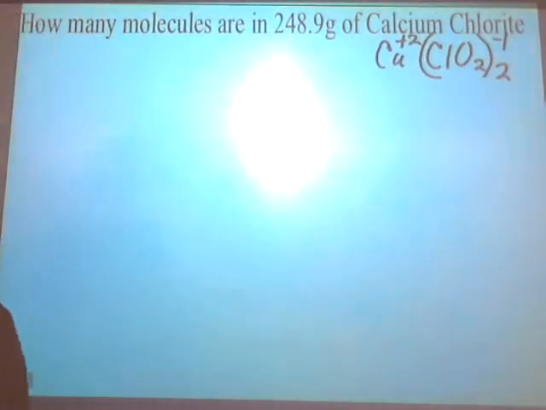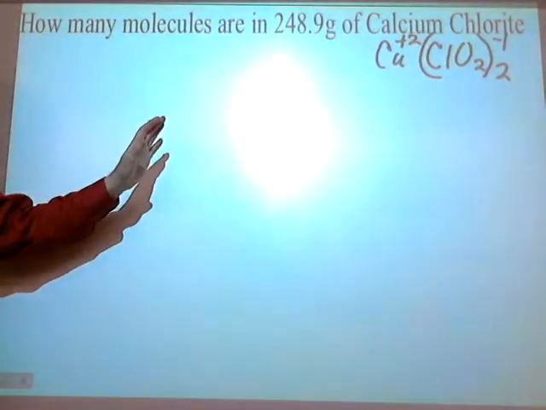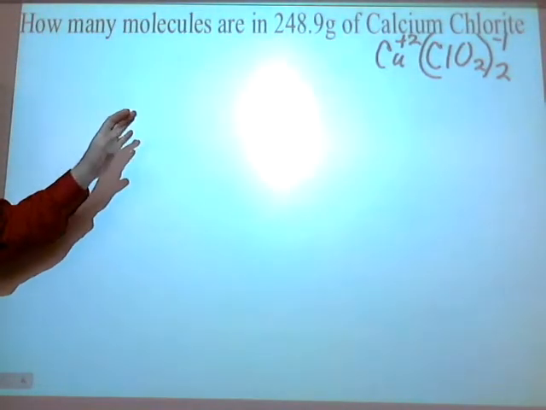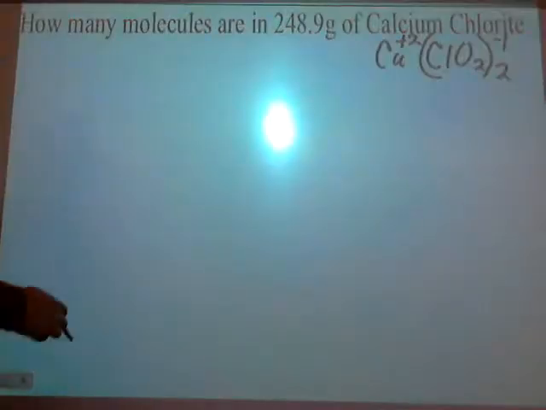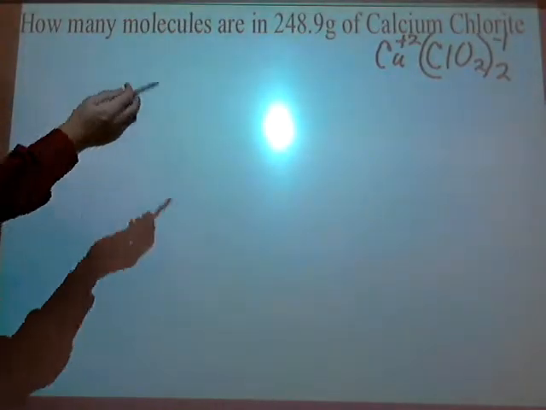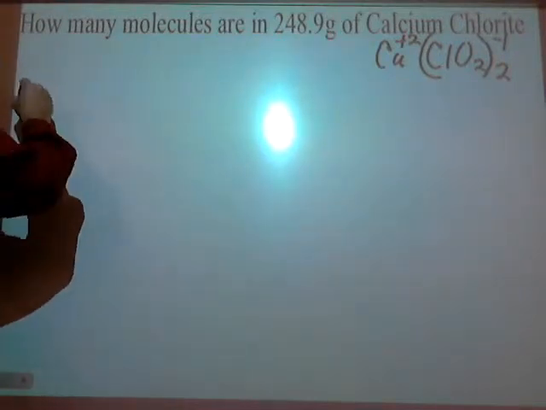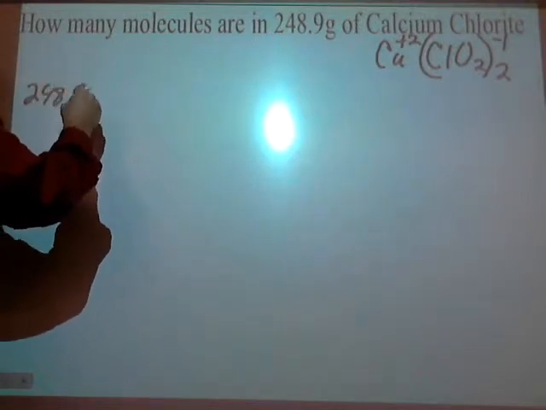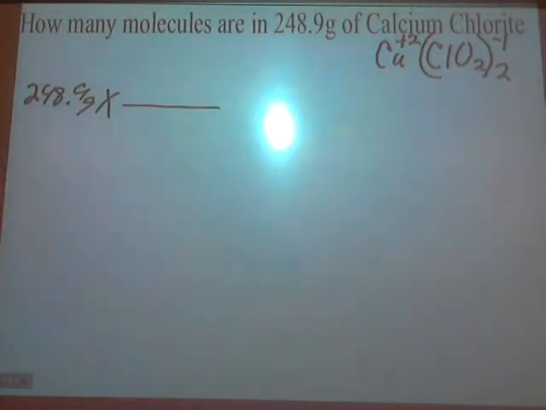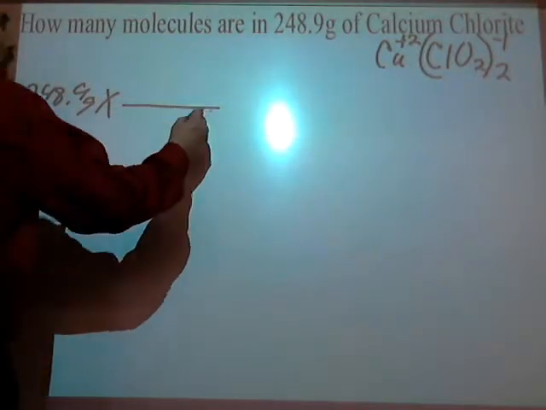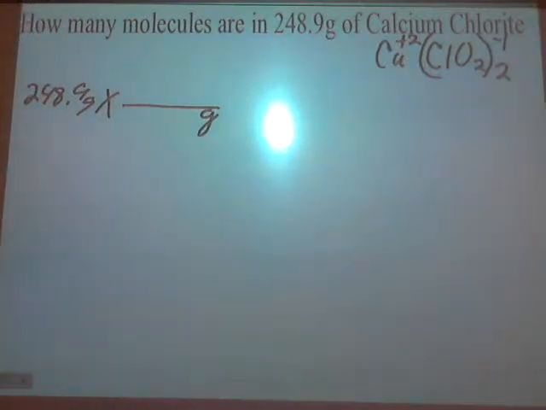Why did I have to do that? Because I can't do the rest of the problem without that. I got to start with that. Now let's set up the rest of the problem. What do I write down? What am I going to write down here? The given, 248.9 grams, and start my conversion. What units are going to go on the bottom this time? Last time I was given moles. They went on the bottom. What goes on the bottom this time? Grams. And what am I looking for this time? Molecules. Not moles, but molecules.